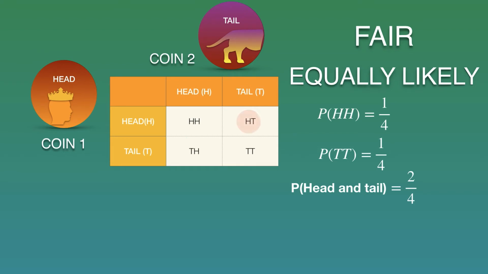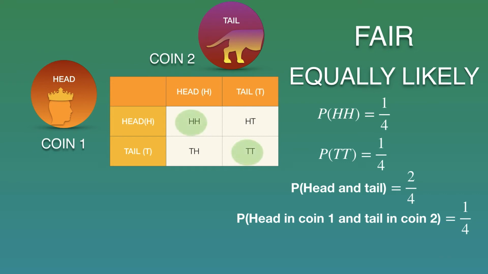If you are interested in getting heads on the first coin and tails on the second, then there is only one way that this can happen. So the probability of getting head on the first coin and tail on the second is just 1/4. There are 2 occasions when coins show the same side. Therefore, the probability of coins showing the same side is 2/4, which is also equivalent to 1/2.